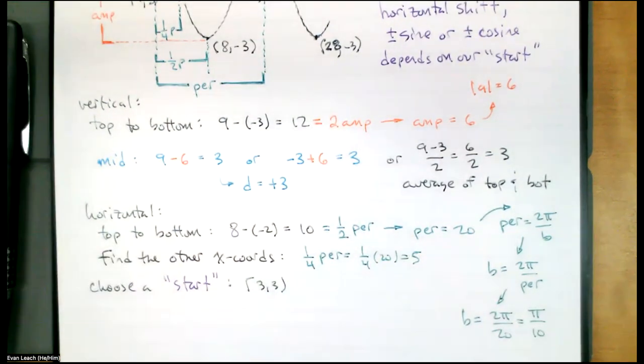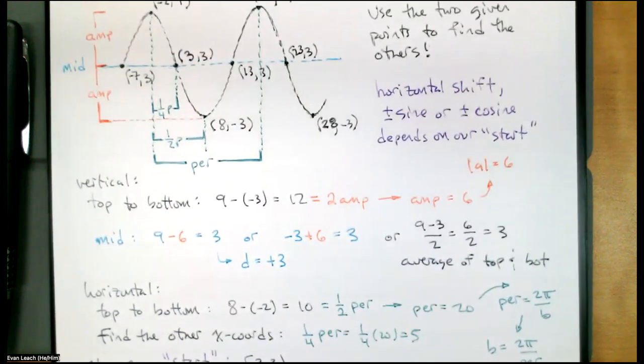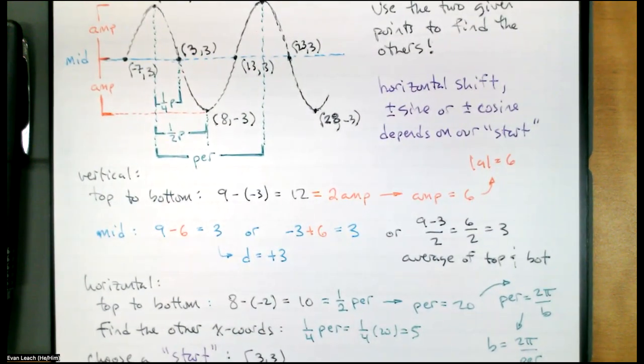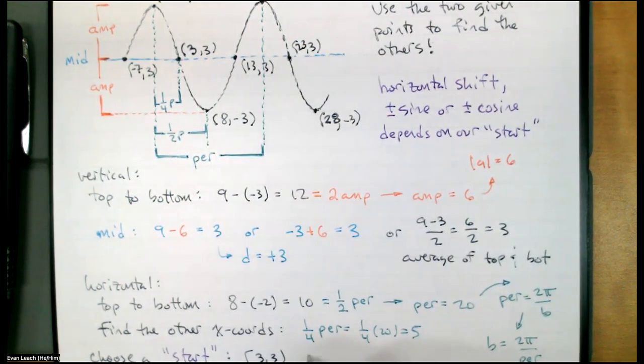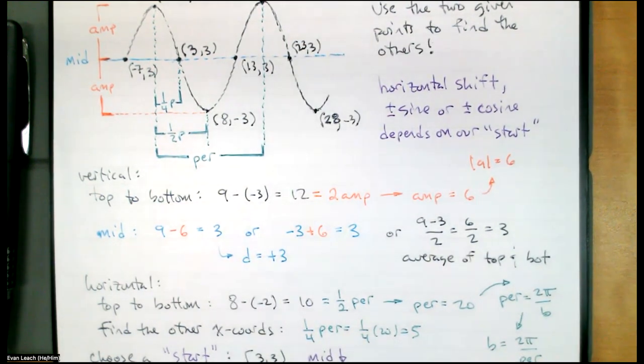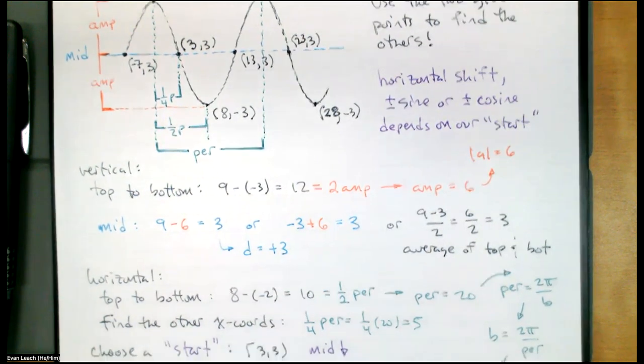So we need to classify what kind of point 3, 3 is. Is it a top, a middle, or a bottom? It's a mid, and it's a mid going up or a mid going down. It's a mid going down. Mid going down.